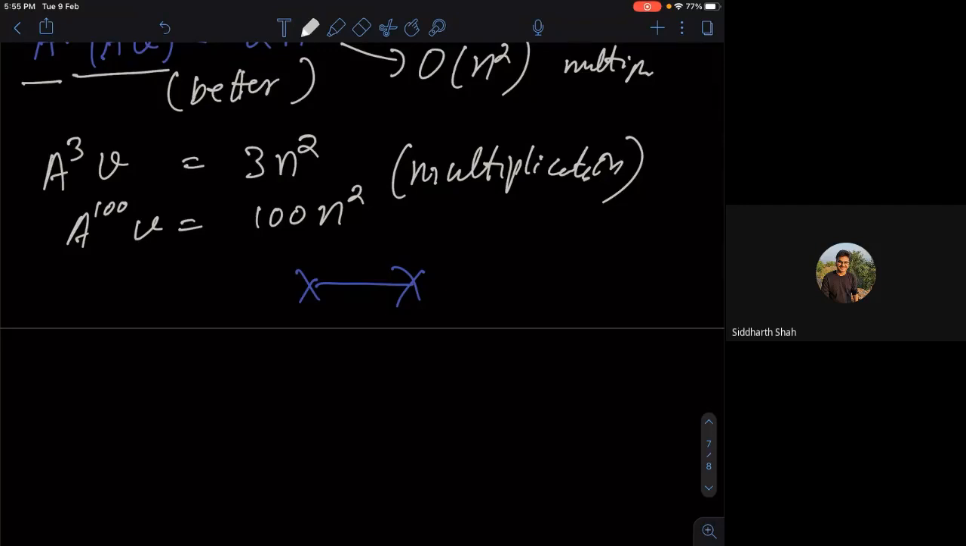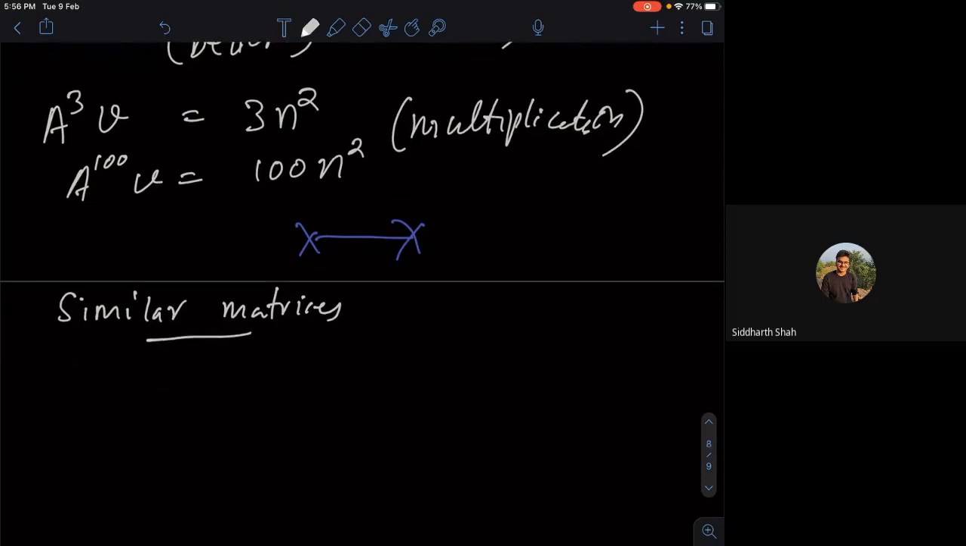Now, what are called similar matrices? I'm going to talk about two matrices which are kind of similar. We are talking about eigenvalues and eigenvectors, right? When do I want two matrices to be similar? What I would want is when the two matrices have the same eigenvalues. That's the idea I'm having, but I'm going to define it in a different way.